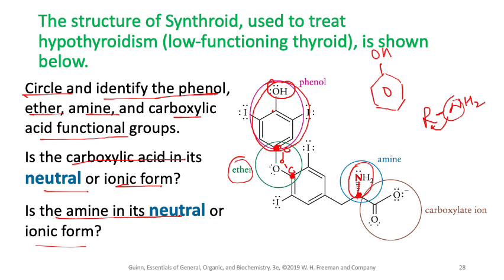Where is your carboxylic acid? It is this one, the carbonyl group, this carbon attached with an oxygen, and you have a negative charge. So this is a carboxylate ion, not a carboxylic acid, because the acid part has already been donated, right? So you can say the carboxylic acid part is in ionic form, the carboxylate ion, and the amine is in neutral form in this case, because you don't have any charge on the nitrogen, right? So this is how you can differentiate different functional groups in an organic compound or any structure.